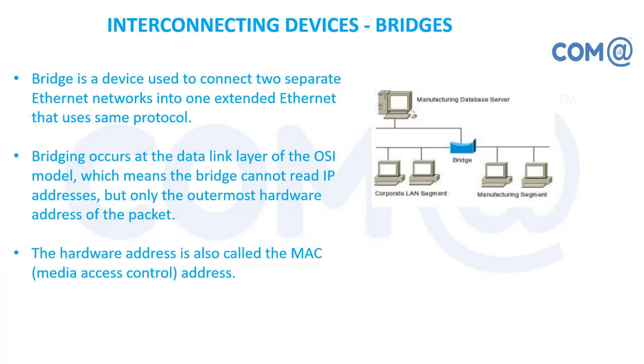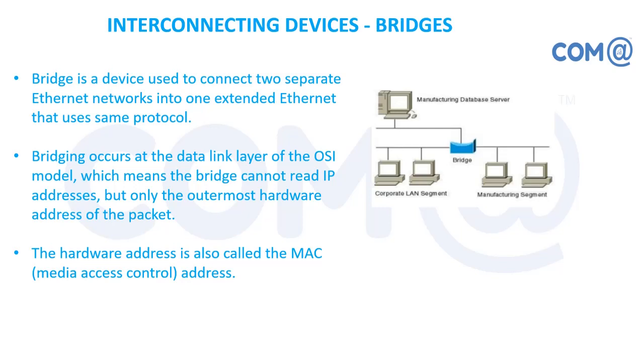Next one is a bridge. A bridge is normally a device which is used for connecting separate networks, that is, Ethernet networks only. Both of them are Ethernet. So it will help to connect both Ethernet networks.